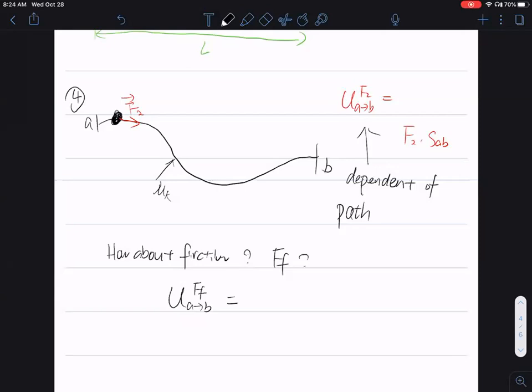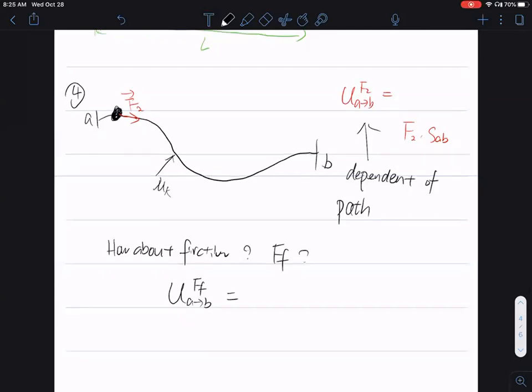Okay. So what do you guys think? Should the work done by the friction force depend on the path? If you think that work done is dependent on the path, raise your hand. Okay. How many of you think it's just the friction force times the length L? It's independent of the path. Raise your hand. No? Okay.